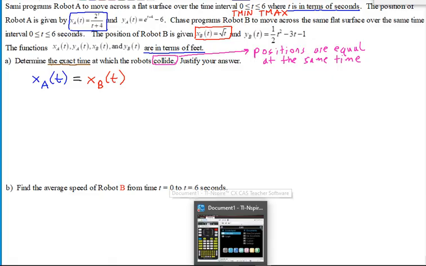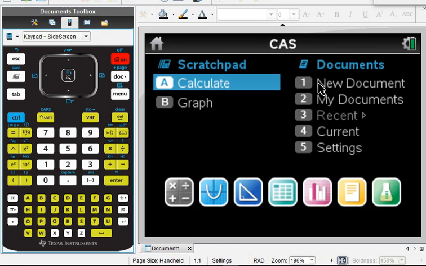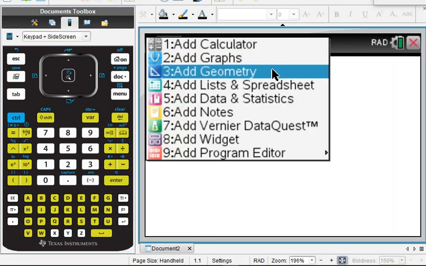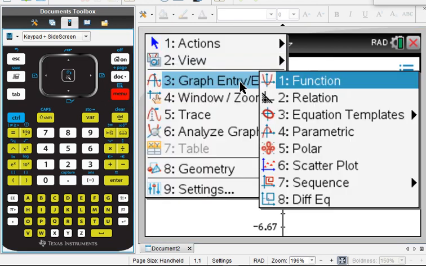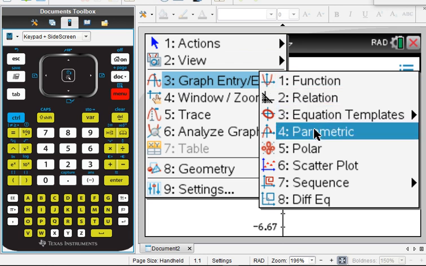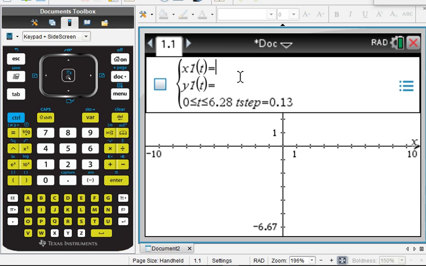So for the Inspire, you go to New Document, Add Graphs, and then right now it's regular function mode. The way you switch it, you go Menu, Graph, Entry, Edit, and then instead of function, which is the default, go to the one that says Parametric, and then you can see you can enter them in.